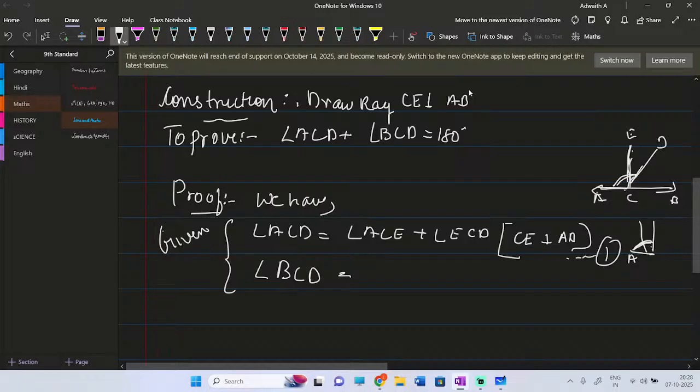Angle BCD. This entire angle BCD can be got how? Angle BCE, and because it bisects, angle BCE minus angle ECD. Because it's minus, to obtain this angle we need to subtract this angle from this angle. Angle BCE minus ECD gives BCD.